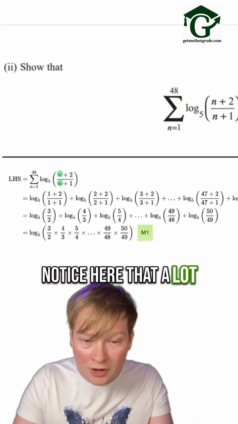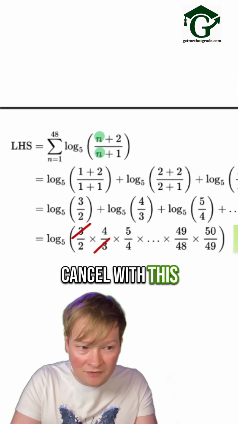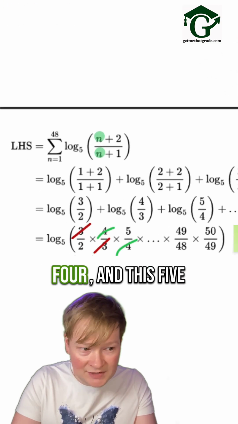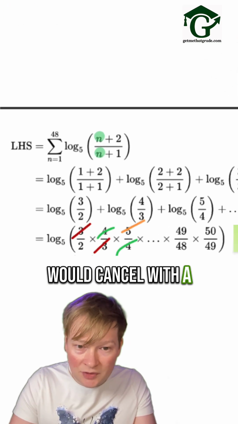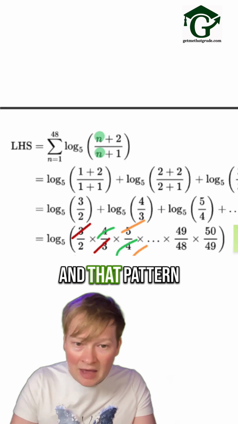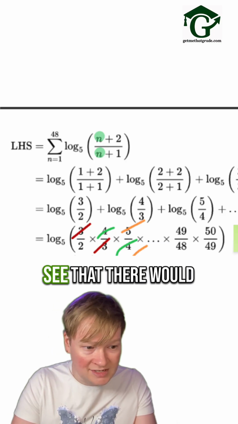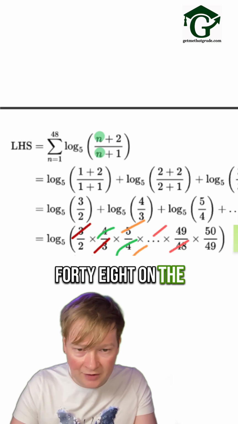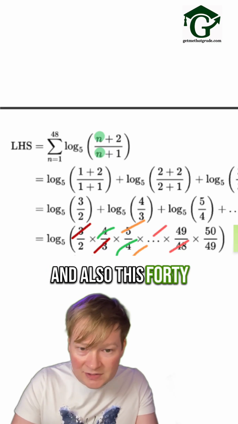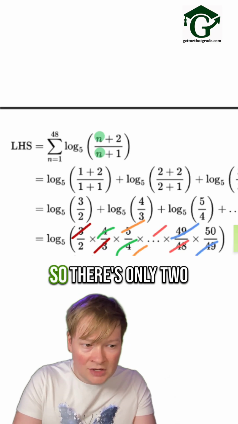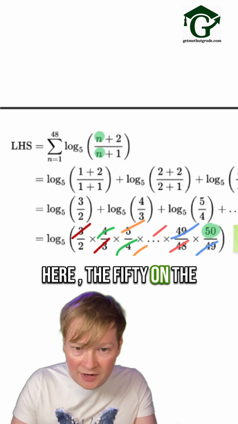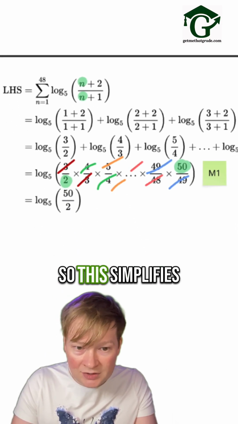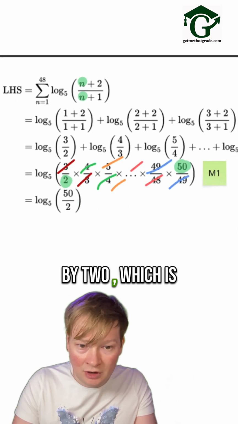Notice here that a lot of cancelling happens. This 3 will cancel with this 3, this 4 will cancel with this 4, and this 5 would cancel with a 5 here that I just haven't written. And that pattern would continue. Hopefully you can see that there would be a 48 just before here, I haven't written the 48 on the top, but there would be one there, and also this 49 here would cancel with 49. So there's only 2 things that are left here, the 50 on the top and the 2 on the bottom. So this simplifies down to 50 divided by 2, which is 25.